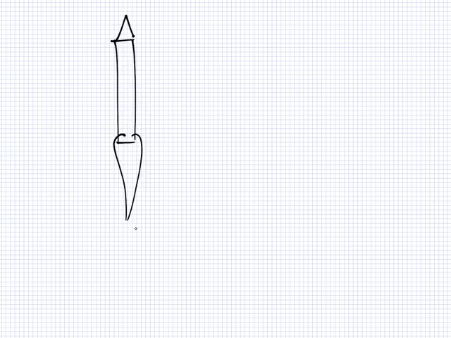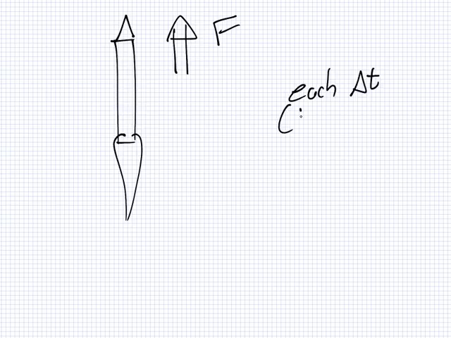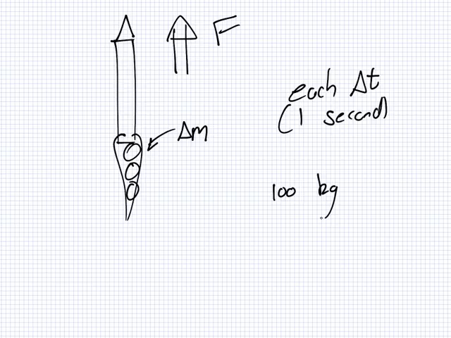So the proof is quite short, but just to be careful to understand it. Here's the rocket, and here's the gas coming out, and it produces a force upwards. Of course, it moves up. Now, let's say each delta t, and usually delta t is 1 second, some gas comes out, and we'll say the mass is delta m for each delta t. So for example, it could be 100 kilograms per 1 second coming out. Now, we want to calculate the force.